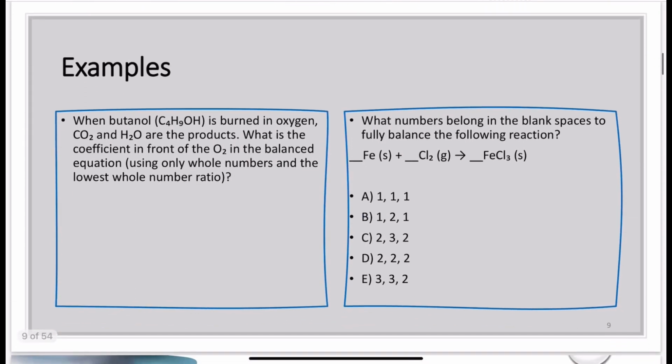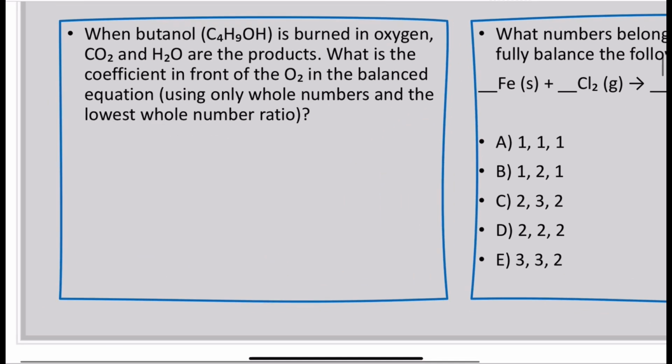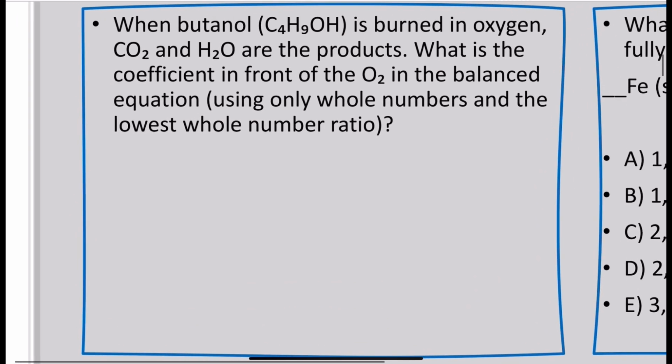Let's work 2 more examples. When butanol, C4H9OH, is burned in oxygen, CO2 and water are the products. What is the coefficient in front of the O2 in the balanced equation using only whole numbers and the lowest whole number ratio? I'm going to make this bigger so we can focus on this one. Okay, so it tells me I have butanol.